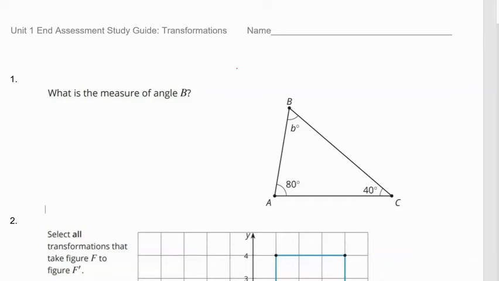All right, so we got Unit 1, End Assessment Study Guide, Transformations. Number 1, what is the measure of angle B? So trying to figure out the degree here, or the measure.